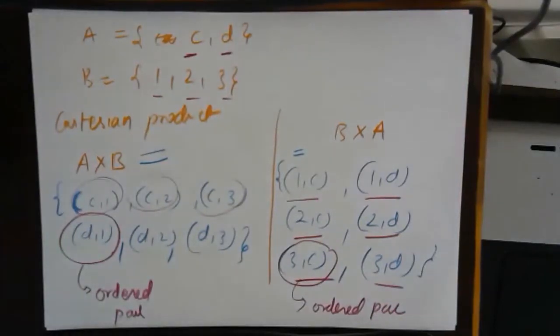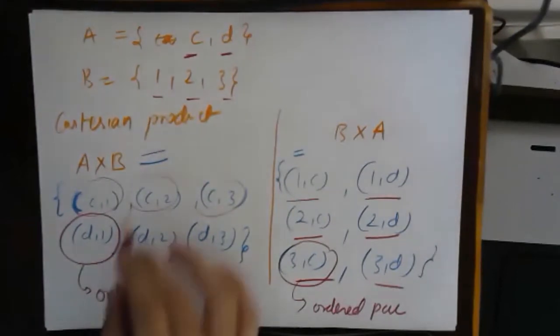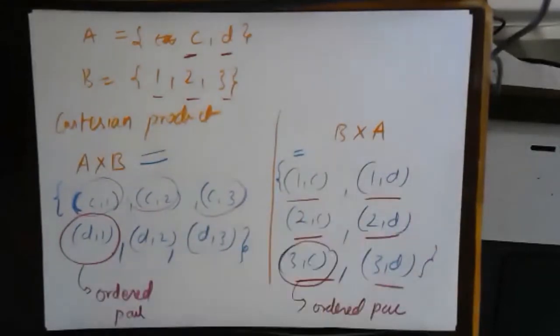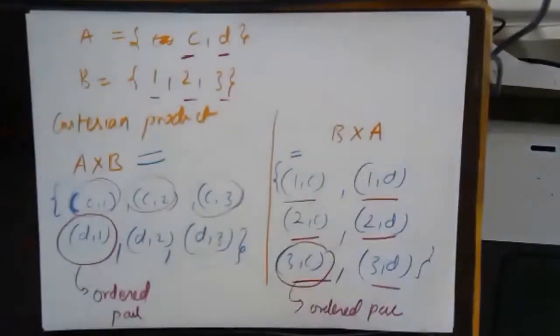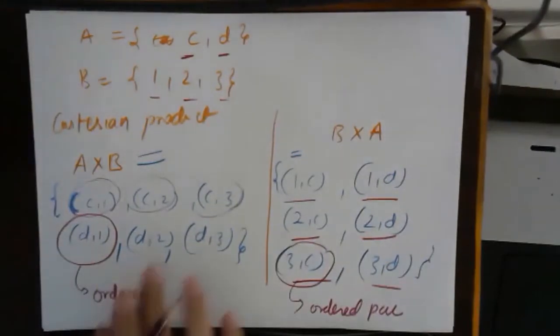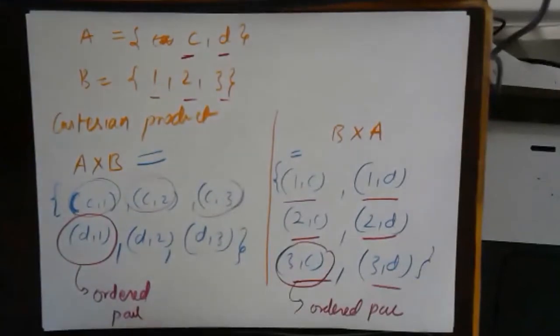Fine. Now we have seen what Cartesian product actually means. We have seen what ordered pair actually means. So half of the relation thing is done. What do I mean by that? That we have seen the basic definition of linking one set to another. So basically we have seen Cartesian products and ordered pairs.